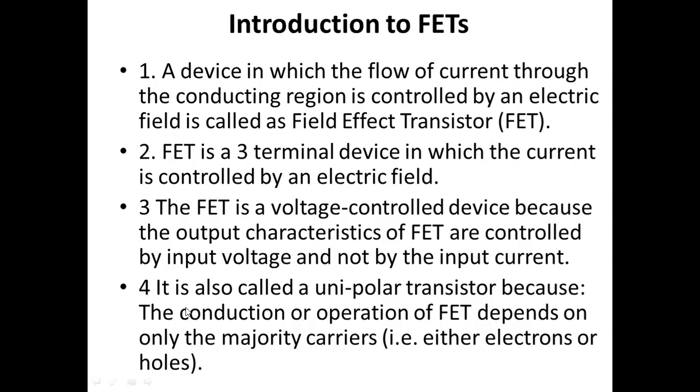Also, a BJT is a bipolar junction transistor, but the field effect transistor is a unipolar transistor because the current conduction is due only to the majority charge carriers, either electrons or holes. It depends upon the type of FET. That means whether it is an N-channel FET or a P-channel FET, the current conduction is due to the holes or electrons.